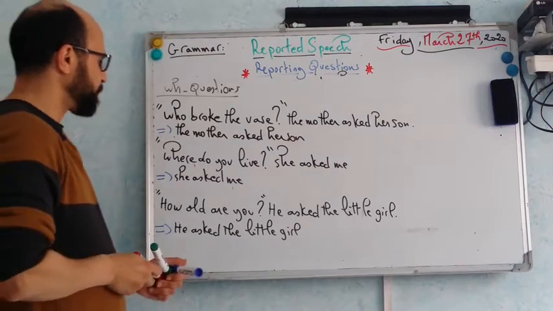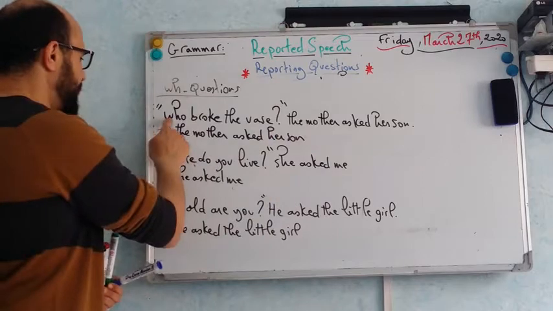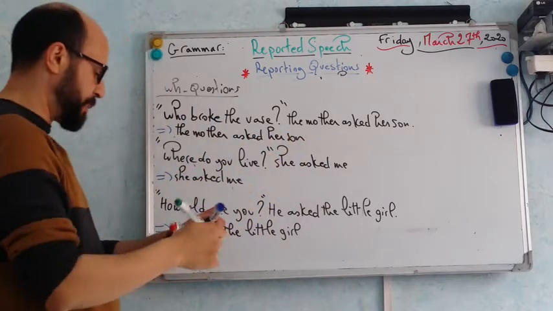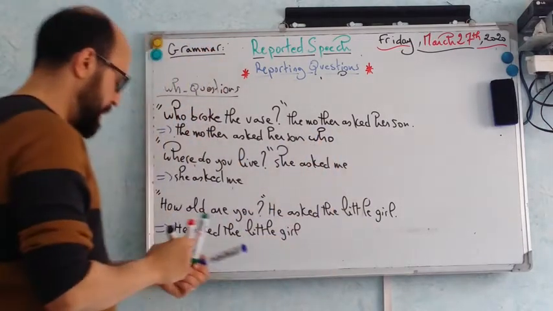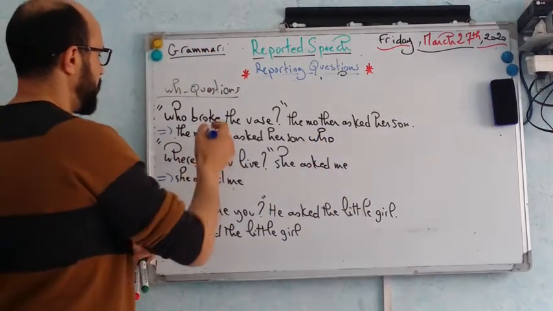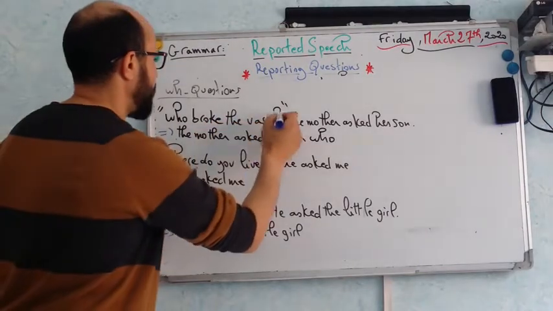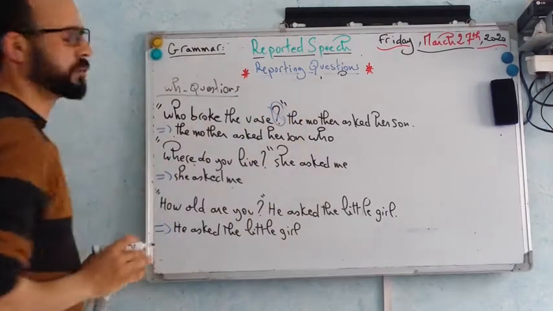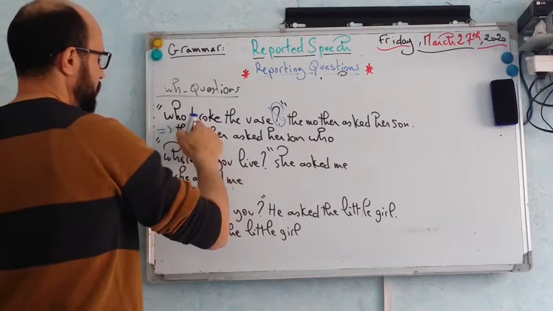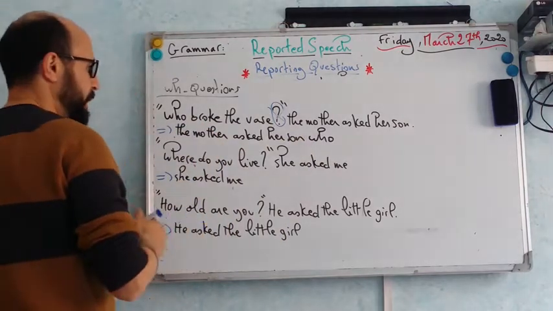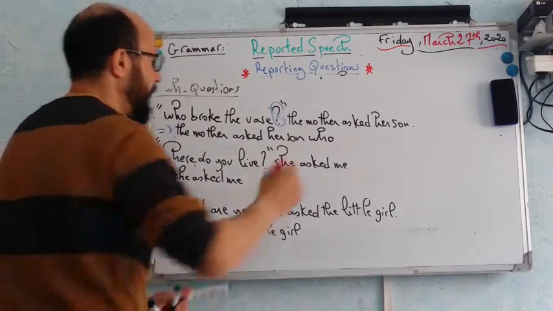Let's do the first one. The mother asked her son. So we said the WH word remains in its place, so there is no change. Who. I need to pay attention. We have here a question mark, and we don't need it anymore. Who, the verb broke. Simple past, good. It needs to become past perfect. Who had broken?